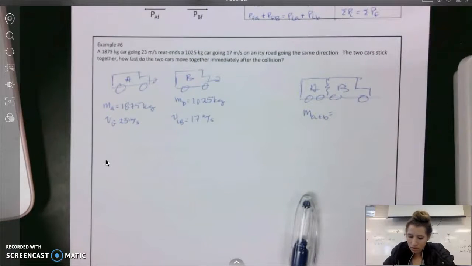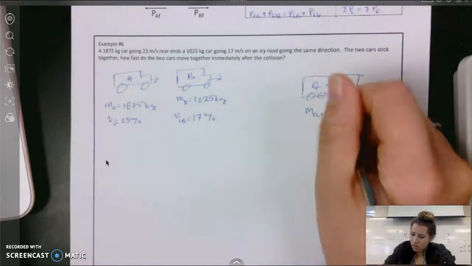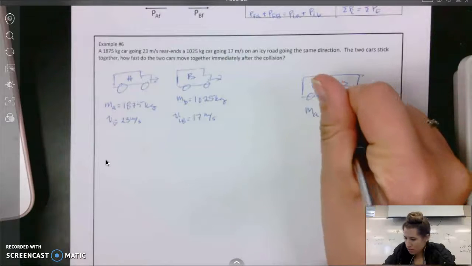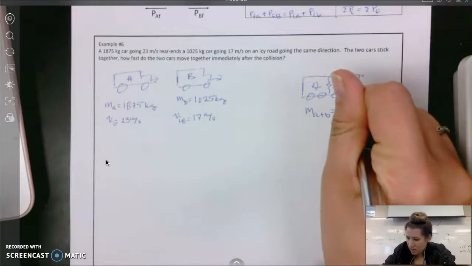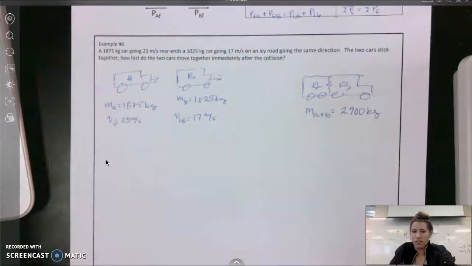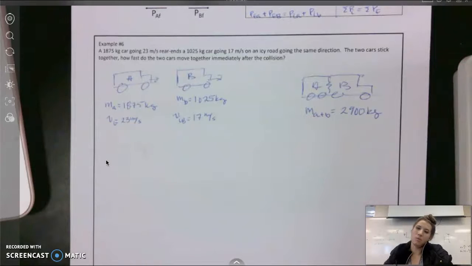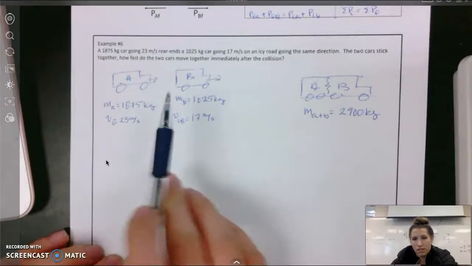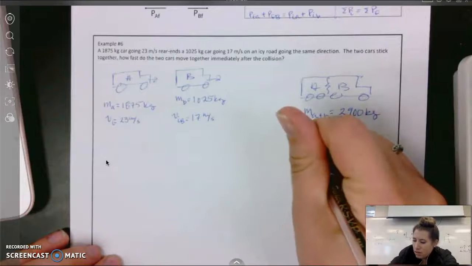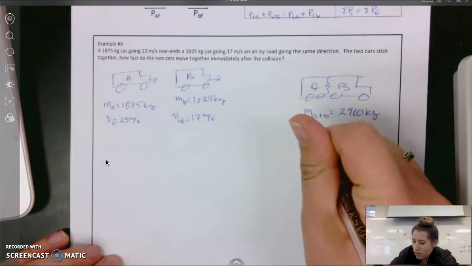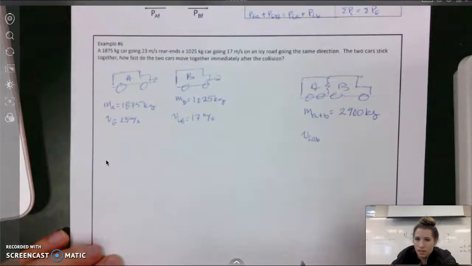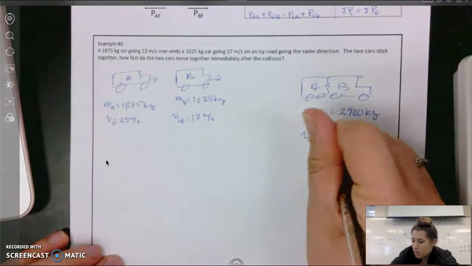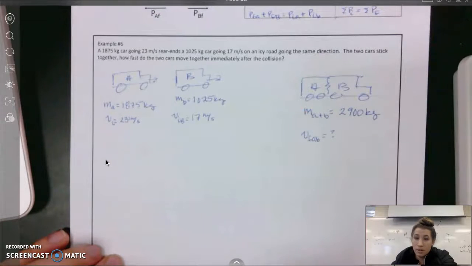So 1,875 plus 1,025. Oh, yeah, I should have seen that. So 2,900 kilograms. Okay, so we're going to treat it as one object on the other end because they stuck together. So this is our initial, this is our final. Our velocity final of this AB all together, that's what we're looking for. That's what we want to know.